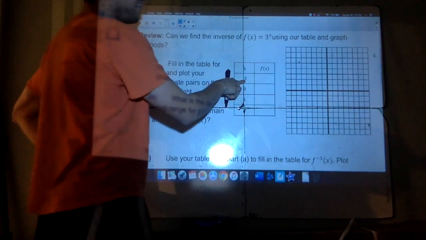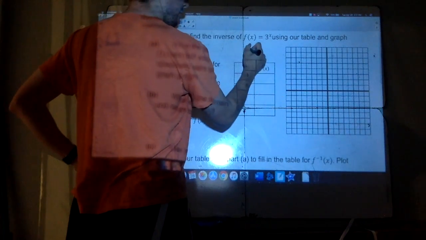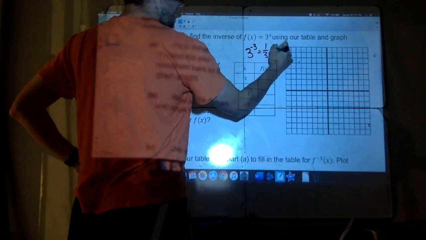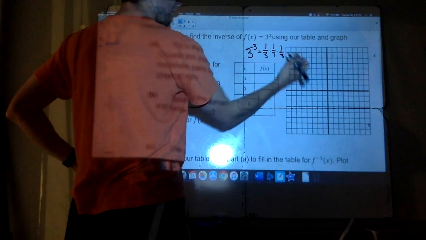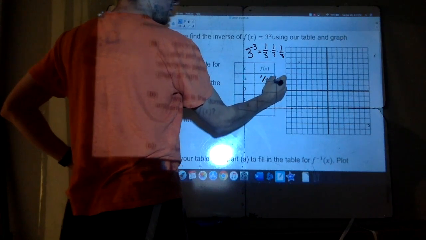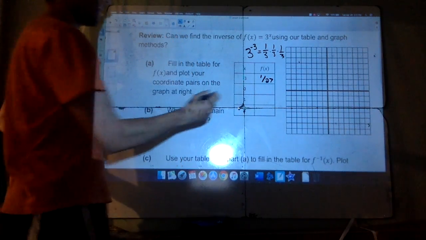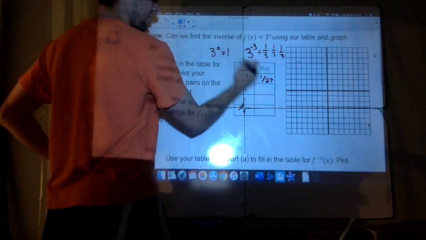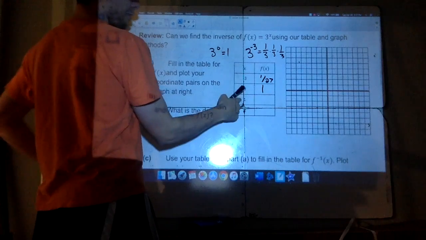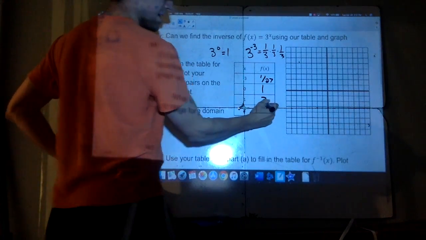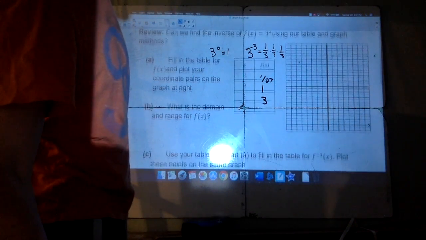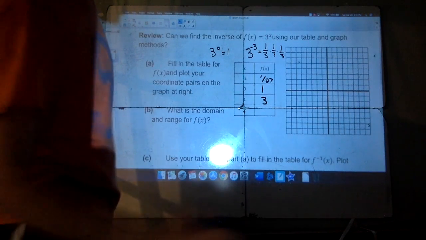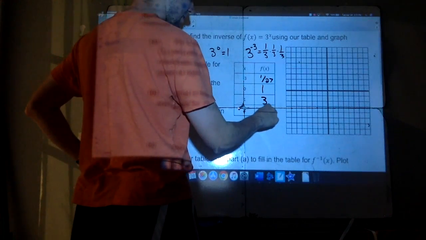So for x is negative 3, we have 3 to the negative third power, which is 1/3 times 1/3 times 1/3, which gives us 1/27. So a really small number. For 0, we get 3 to the 0 power, which is just 1. We get 3 to the first power, which is 3. And you can't quite see it on yours, but that's a 2 right there. And so we get 3 to the second power. 3 times 3 gets us 9.